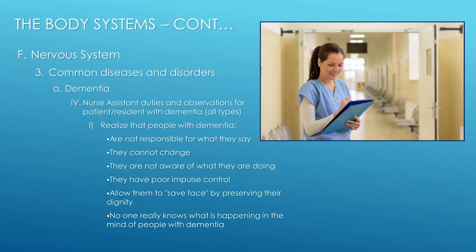Realize that people with dementia are not responsible for what they say. They cannot change. They are not aware of what they are doing. They have poor impulse control. Allow them to save face by preserving their dignity. No one really knows what is happening in the mind of a person with dementia.